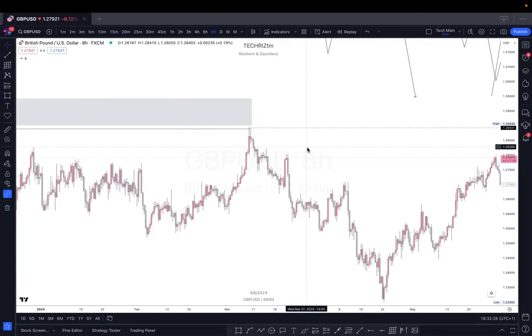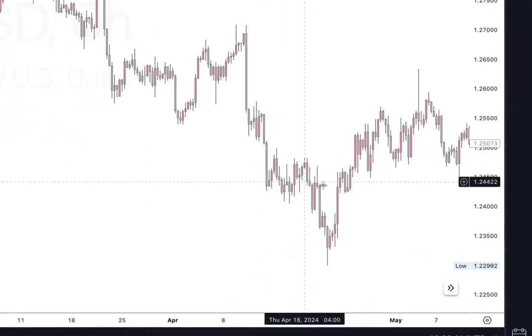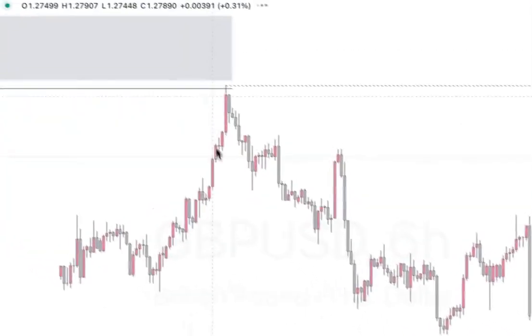When we go to 6 hour, we go 6 hours. 6 hour time frame. You should know what a time frame is. Now 6 hours simply means every candle we're looking at here took 6 hours to completely form. Right, so see what happens when price came in contact with the key level.